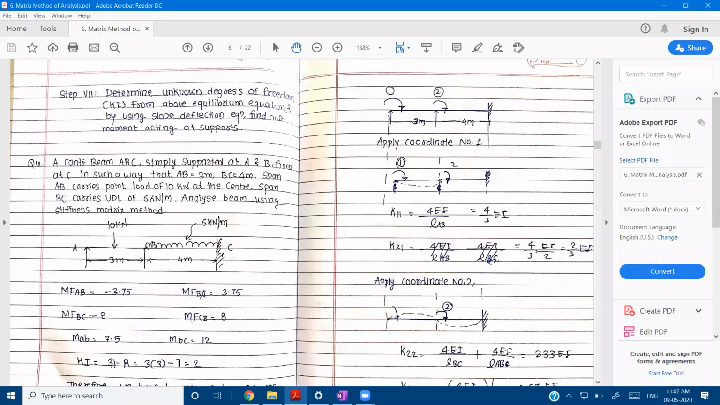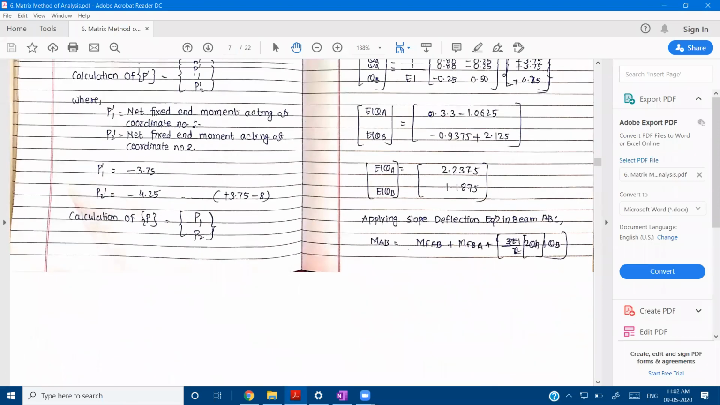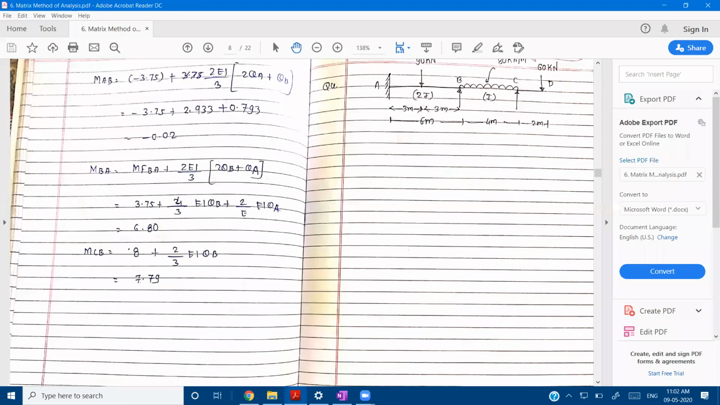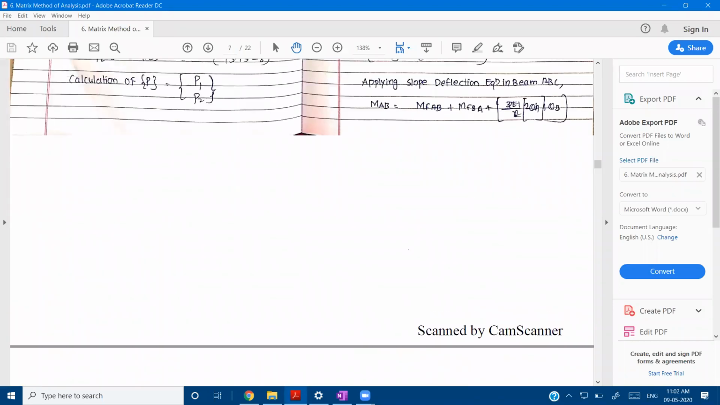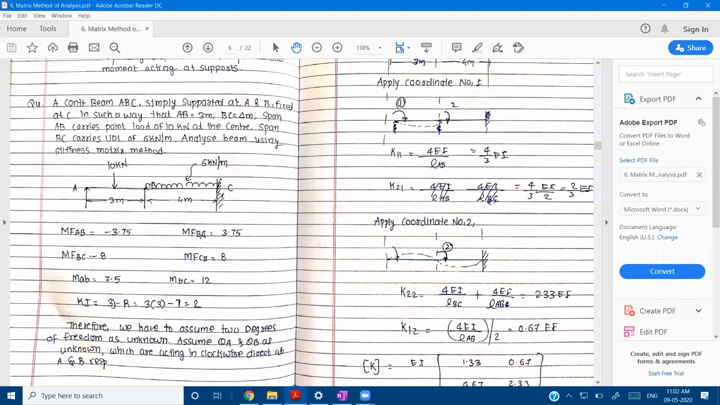And the same problem is solved here. So if you see this value, you can see MAB, MBA, MCB and MBC. After finding out these values, as per our usual sign convention, you can draw the BMD for this case.